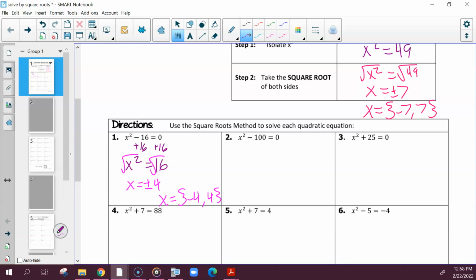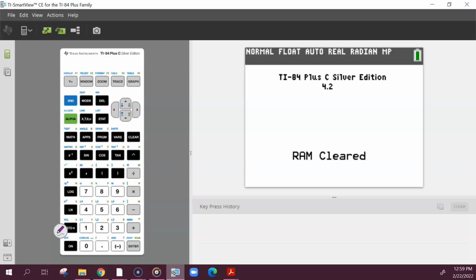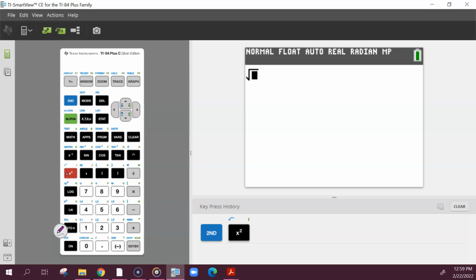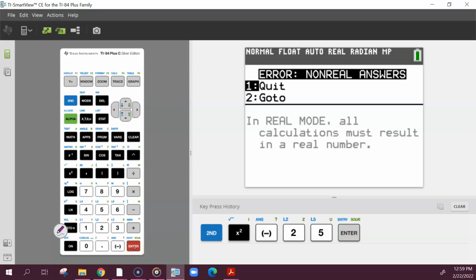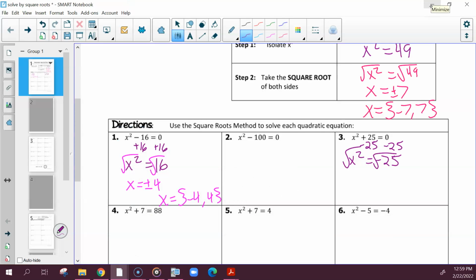Jump to number 3. Now we are subtracting 25 to isolate the x squared. So we have x squared equals negative 25. We're going to take the square root. In your mind, you're probably thinking, well, the square root of 25 is 5, so would it be negative 5? Let's double check. So I'm going to put the square root of negative 25. And it's going to say no real answer, non-real answer. This is something that's going to be covered in a later class. But for us right now, we're going to say that there is no solution.